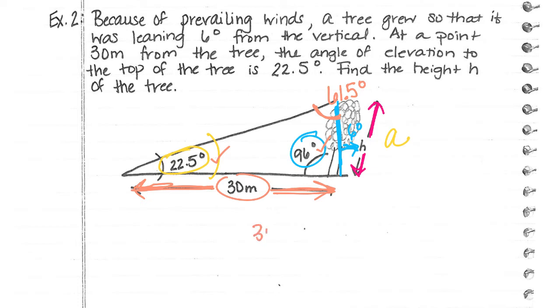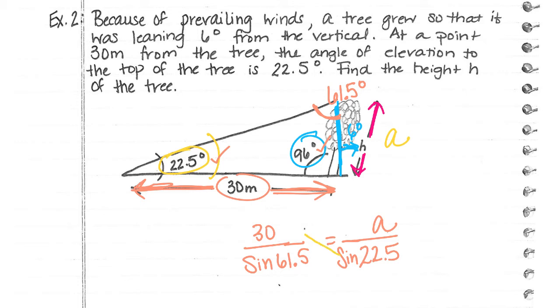I can do 30 over the sine of 61.5 is equal to, well, I need my A over the sine of 22.5 degrees. Oops, I forgot my sine. All right, so I'm going to give you a minute to cross multiply and solve for the height of the tree. All right, so when I solved this, I just went ahead and used cross multiplication.